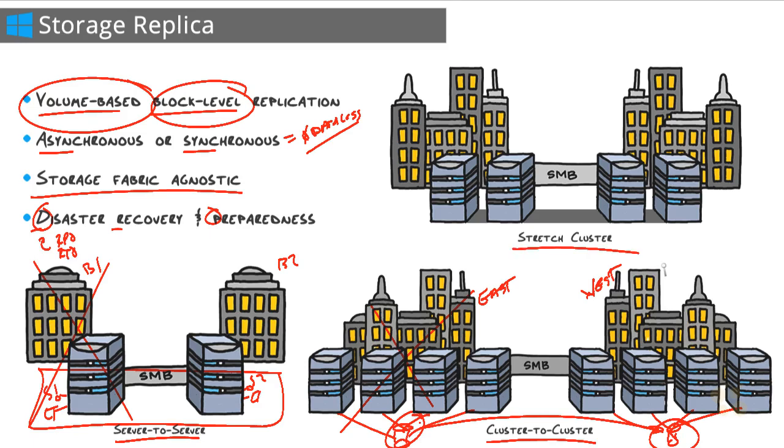Finally, we have a stretch cluster. Now, this is a single cluster that spans geographical boundaries, right? So this isn't two separate clusters in each location. It's one big cluster where each location has access to its own shared storage.